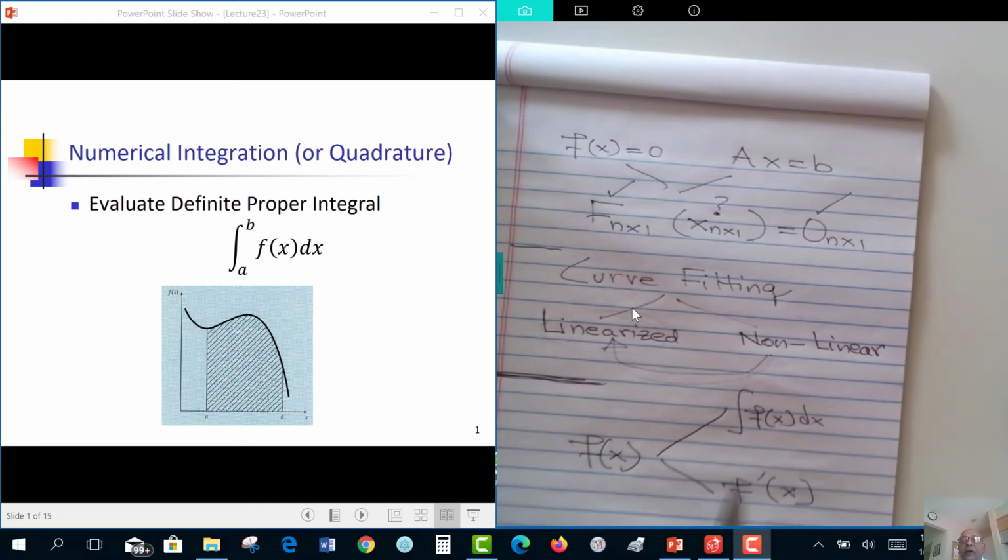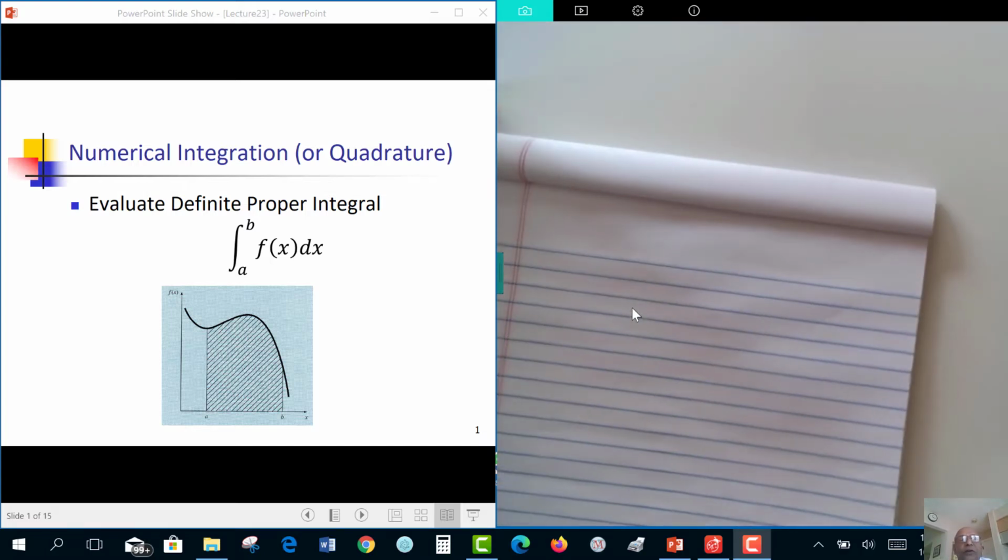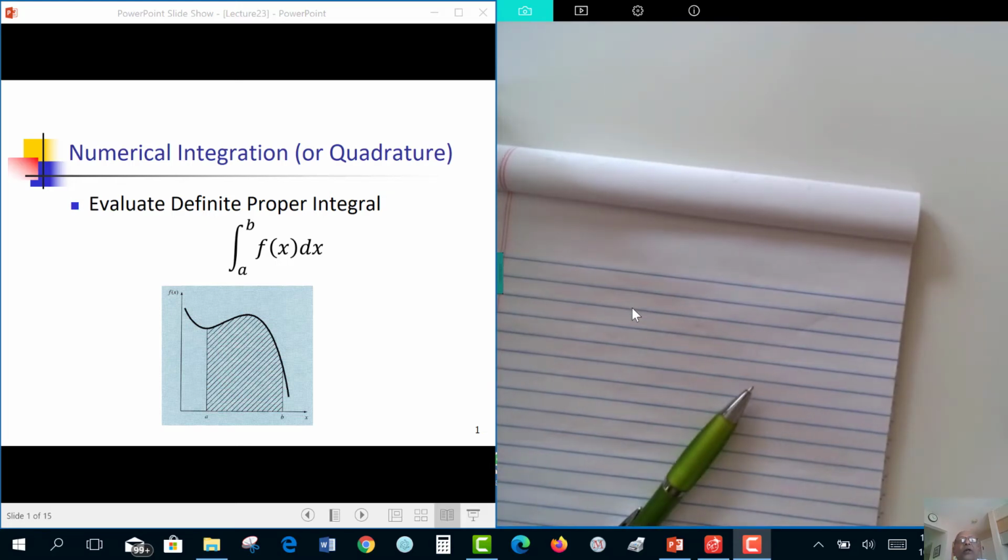So again, you have learned some integral techniques. Here, today we are going to talk about numerical integration. Also, if you want to impress your friends, you can say you're doing quadrature. So that's another name for numerical integration.